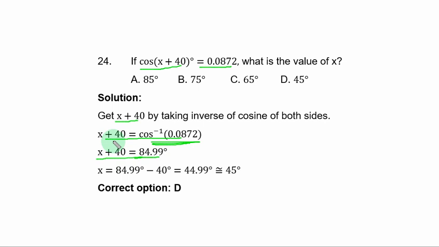To get S, transfer this term to the other side, and you have S equal to 84.99 degrees minus 40 degrees, and that is 44.9 degrees. To the nearest degree, you have 45 degrees. D is the correct option.